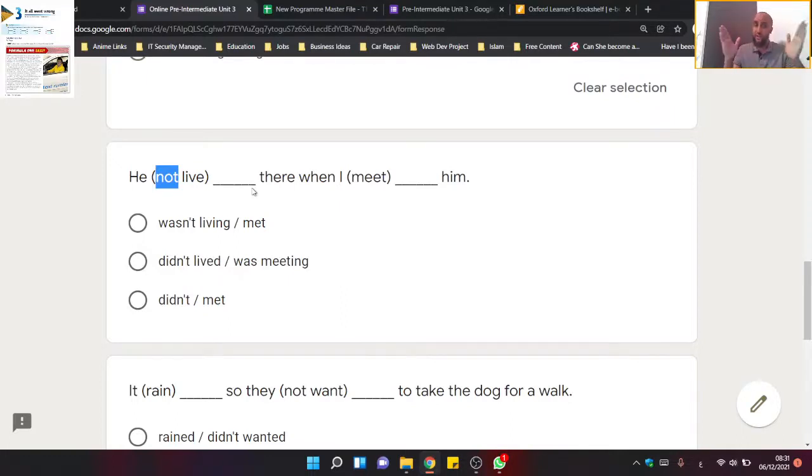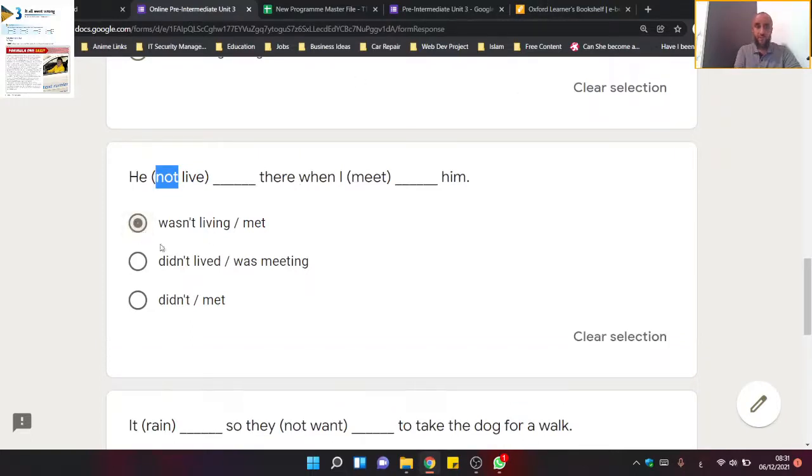He didn't live there. Okay, so he wasn't living there when, you know, I met him. Okay, so when I met him. So the correct answer would be the first one here. He wasn't living there when I met him. Okay, so in the past this activity didn't exist. Okay, this period of time, you know, did not exist, and then he met him. Okay, good. Hopefully that makes sense.